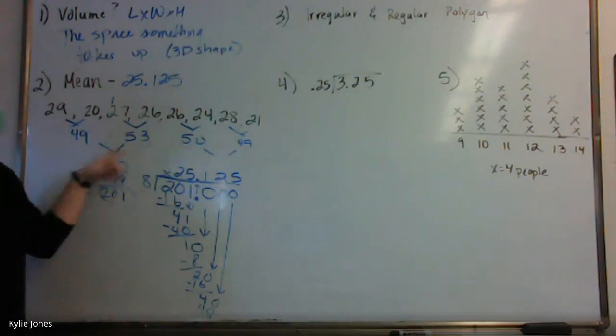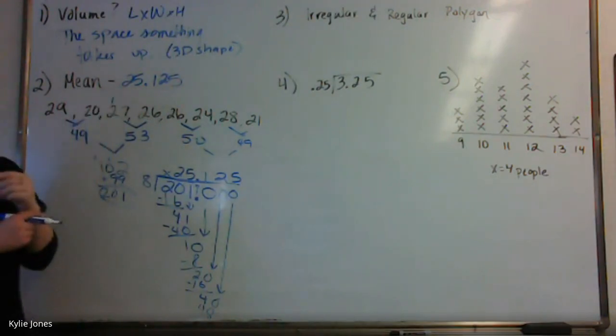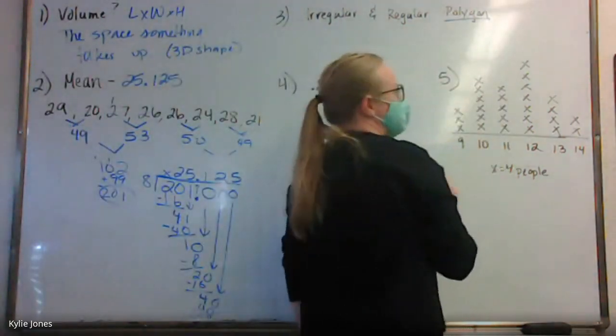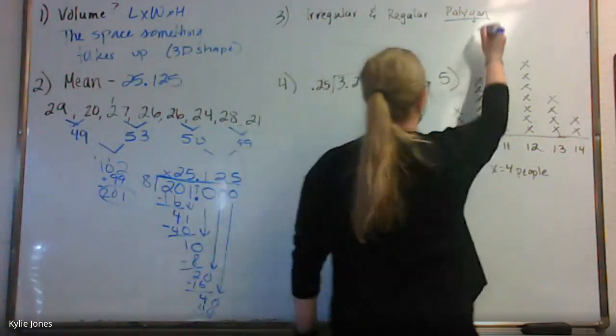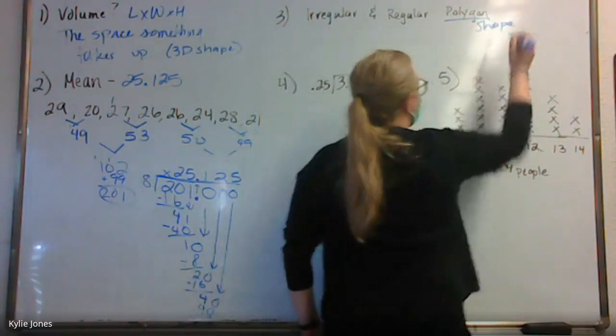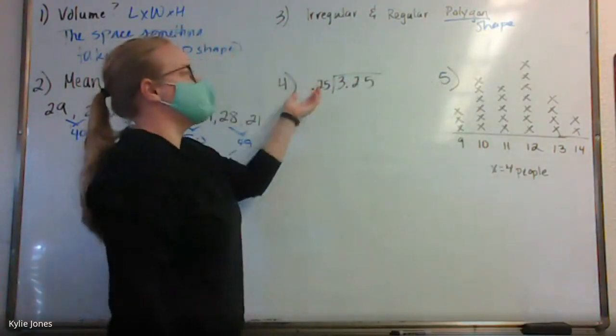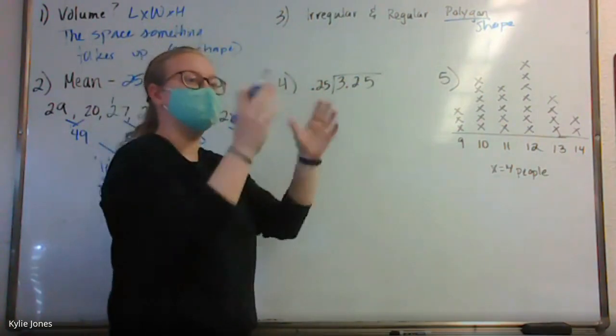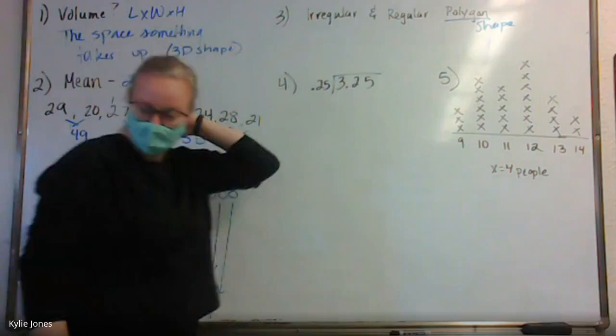All right. Number 3, irregular and regular polygons. When you see the word polygon, what do you think? You think of a shape. A shape. It's a shape. Good. A poly shape. Now, a regular shape is what? Closed. A regular shape is a normal shape.